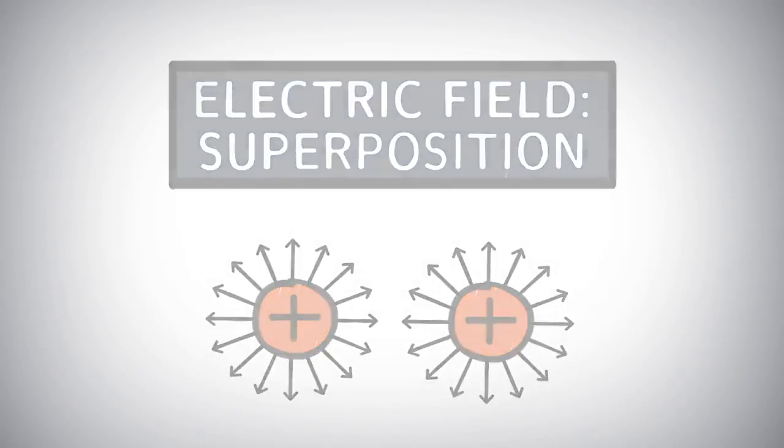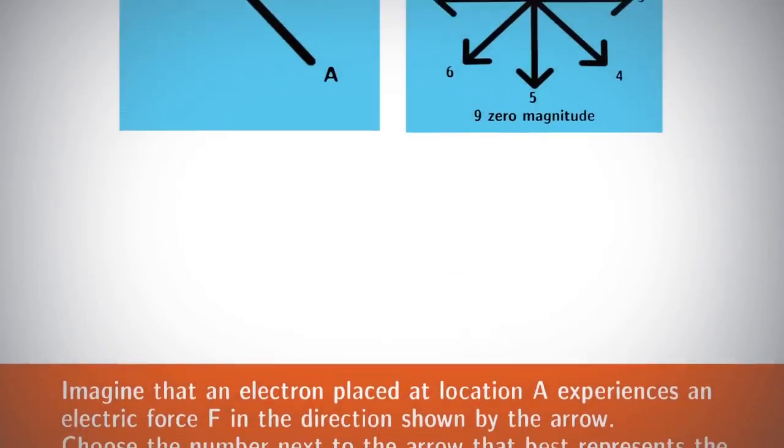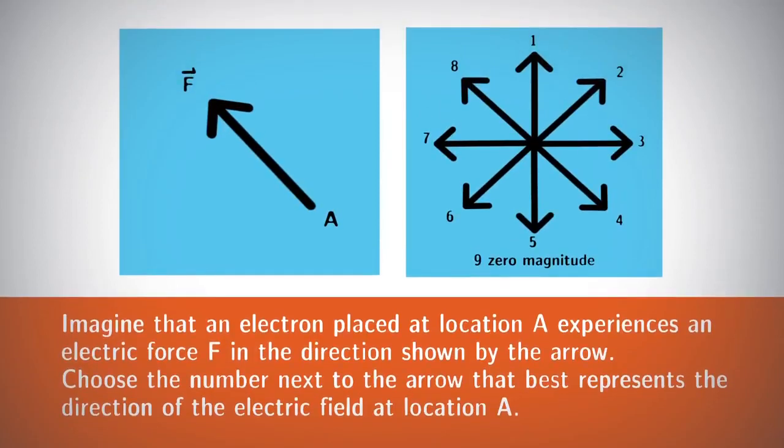First, as a warm-up, let's try to answer the following question. Imagine that an electron is placed at location A and experiences an electric force in the direction shown by the arrow. Choose the number next to the arrow on the rosette that best represents the direction of the electric field at location A. The answer is arrow number 4.